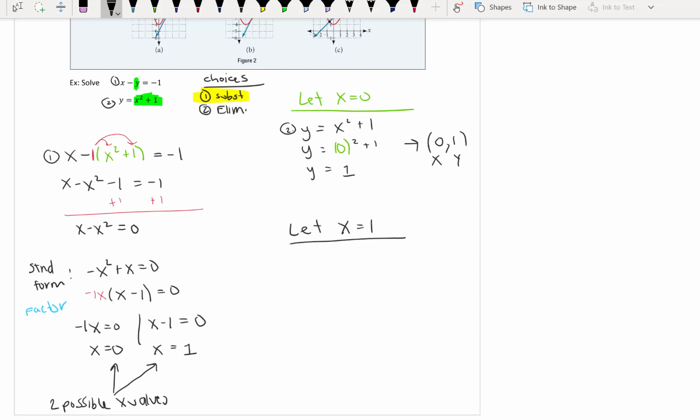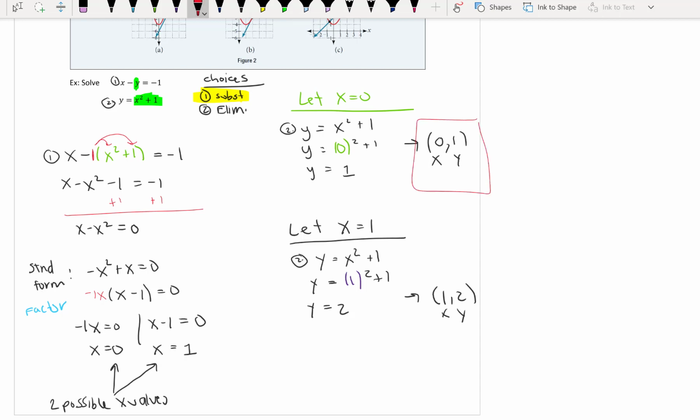When x is equal to 1, I'm going to plug it into that second equation again. Why not? I have y is equal to x squared plus 1, so y is equal to 1 squared plus 1, so y is equal to 1 plus 1, which is 2. That gives me the ordered pair 1, 2. So it looks like I'm going to have 2 points of intersection, and those 2 points are 0, 1 and 1, 2.